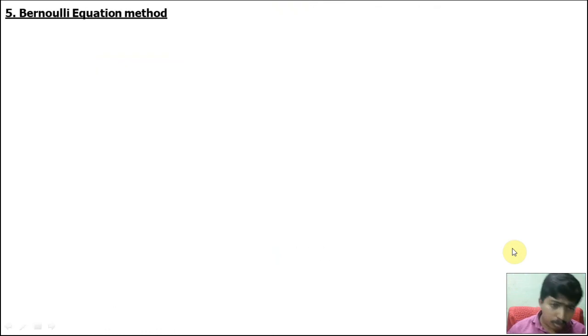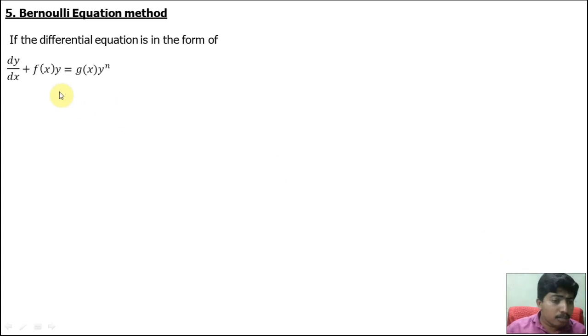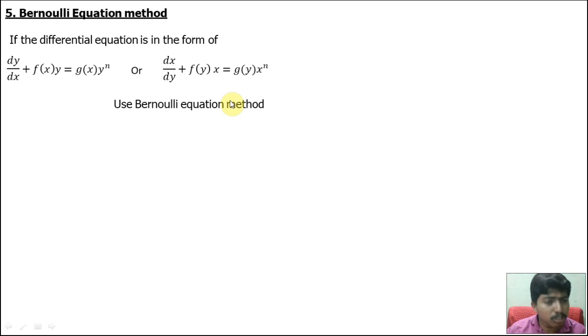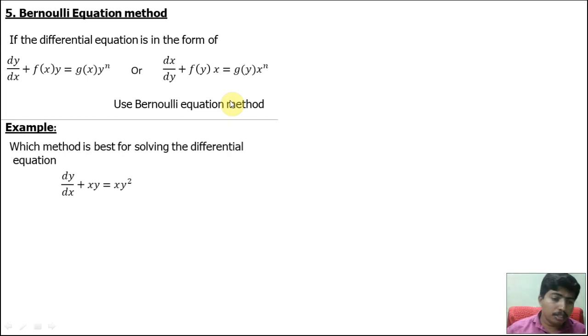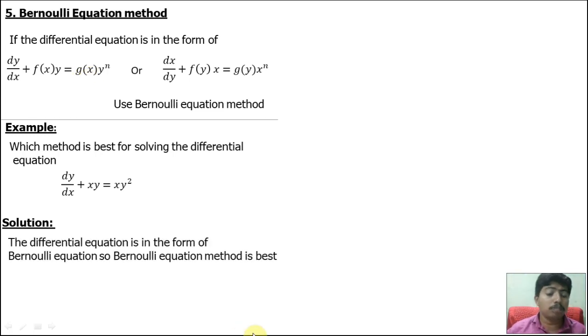Fifth one, Bernoulli equation method. If the given differential equation is in the form of dy by dx plus function of x into y is equal to g of x into y power n, or in the form of dx by dy plus function of y into x is equal to function of y into x power n, if it is in any one of these forms, we have to use the Bernoulli equation method. That method is best for solving such type of problems. For example, here this equation looks like the Bernoulli equation format. So we may choose this Bernoulli equation method for solving this differential equation.